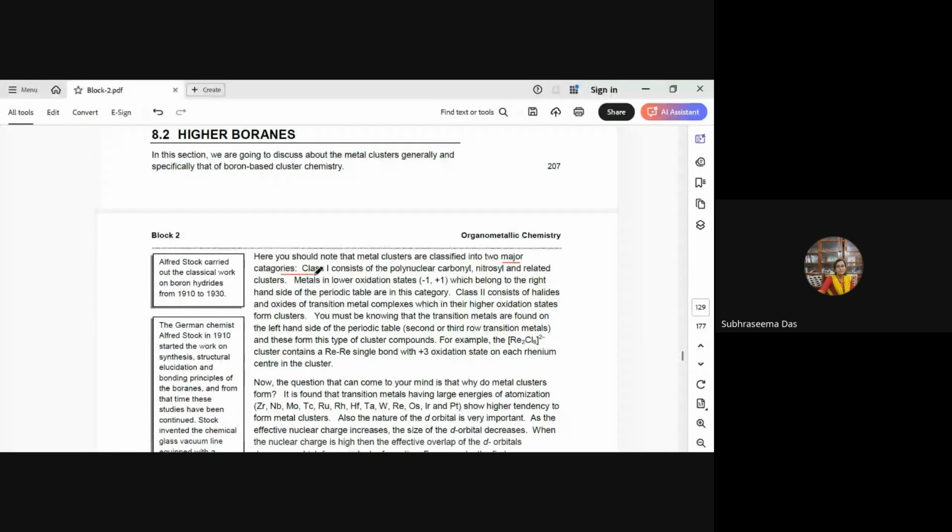One is the class 1 type. The class 1 metal clusters are the polynuclear carbonyl, the nitrosyl and related clusters, with the metals in lower oxidation state such as +1 and -1. They belong to the right hand side of the periodic table. They are in this category.